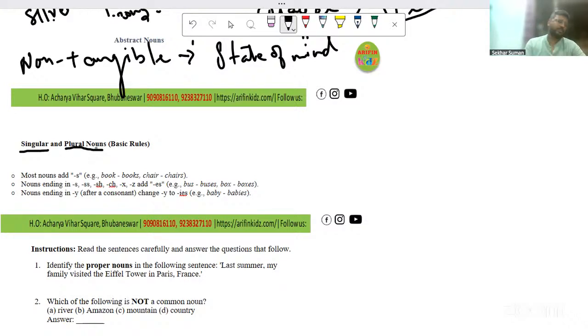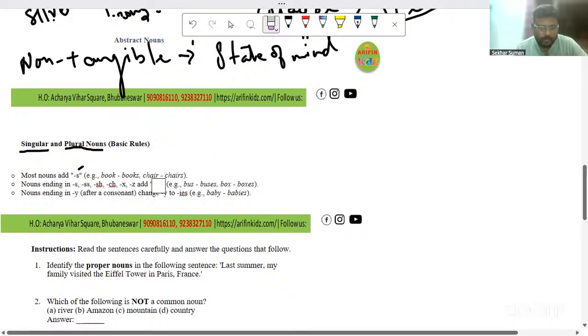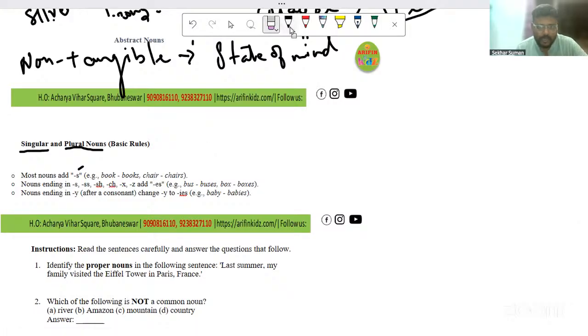The basic rules are being displayed on your screen. Most nouns add s, example book, books, chair, chairs, right? But there are some specific rules where we have a word that ends with S or double S or SH or CH or X or Z. They require ES to make the noun plural.